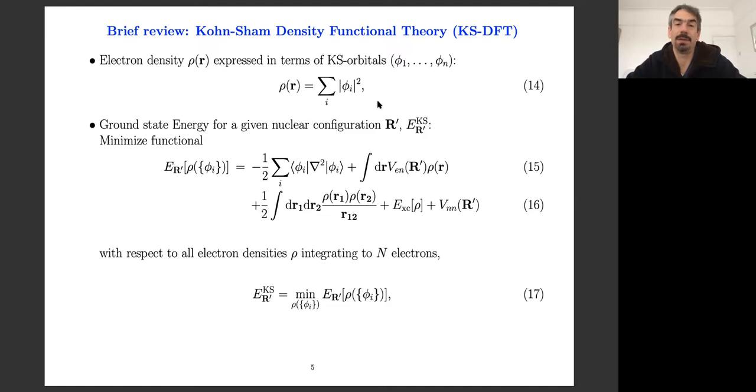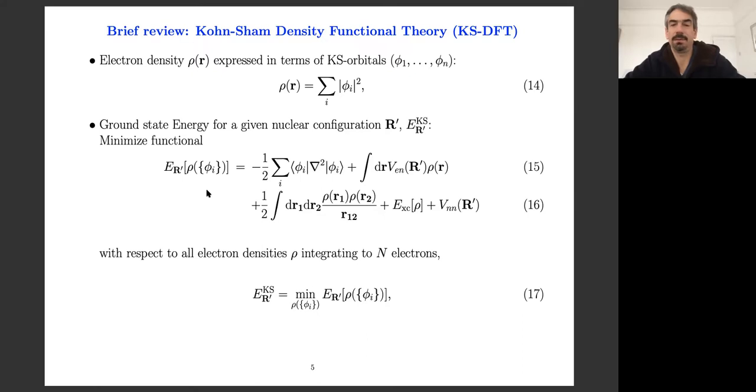So the squared sum of those is then the density. You go through all these Hohenberg-Kohn theorems and quantum theory, and at the end of the day, what you have is an expression like this that you have to minimize, right?